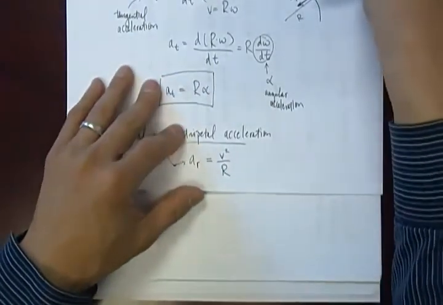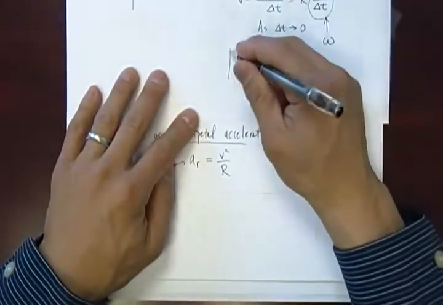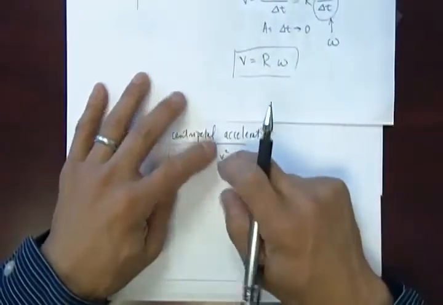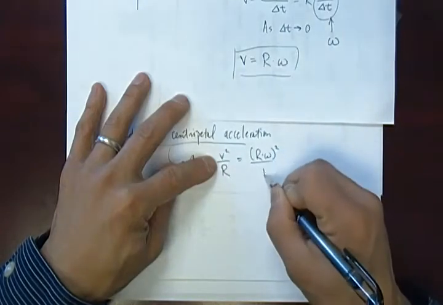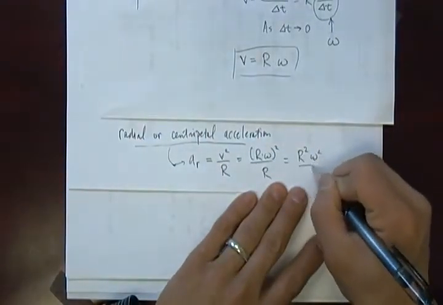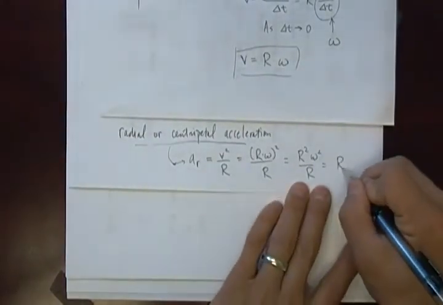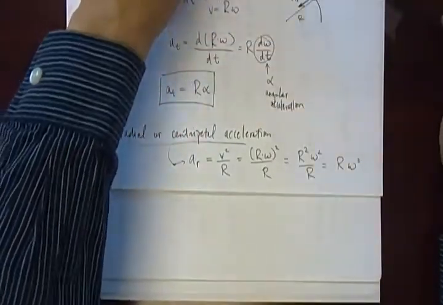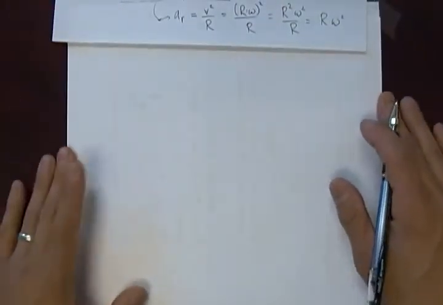Okay, but now we once again have this formula for v, v equals r omega. So let's plug that in here for v. We'll have r times omega squared divided by r, so r squared omega squared over r. That gives me r omega squared. So that's another formula for the centripetal acceleration.